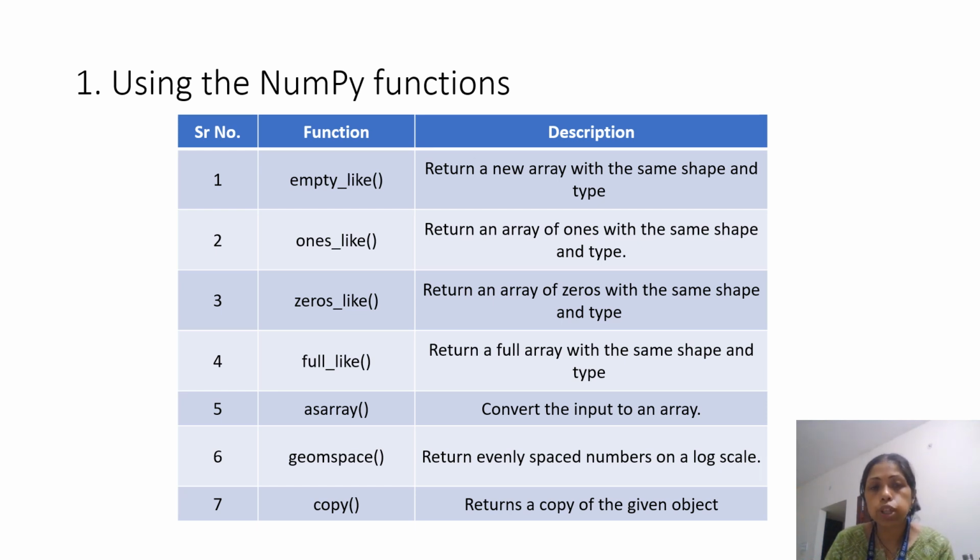Okay, so there are lots of functions: empty creates a new array without initializing values, ones creates an array where all elements are one, zeros creates an array where all elements are zero, and full creates an array filled with some value. Asarray means whatever inputs are there will be converted into the form of an array. Geomspace means the numbers will be spaced on a logarithmic scale. Copy means you're copying the array from one element to another.